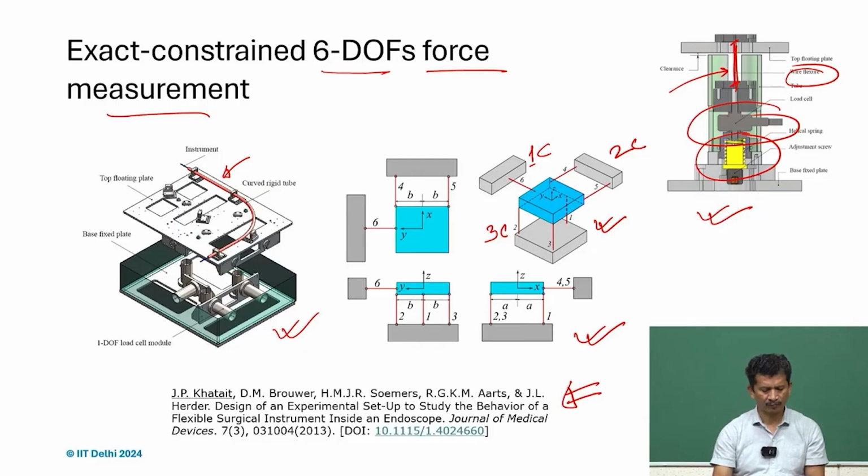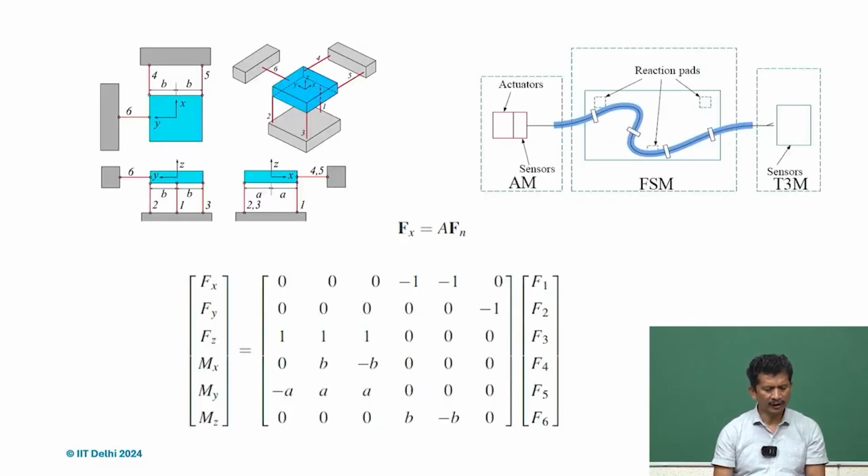And what we also realized is that if it is an exact constraint design, then we should be able to write the forces measured by the load cells and always convert them into the forces in the XYZ and the torques along the XYZ directions.